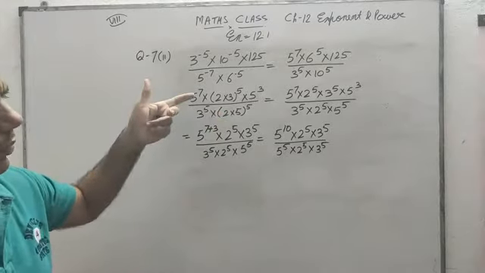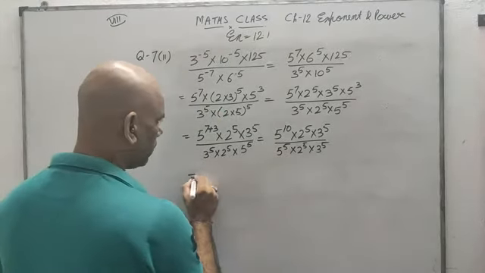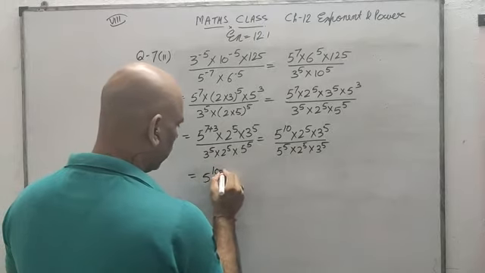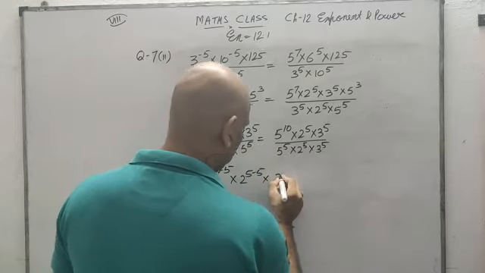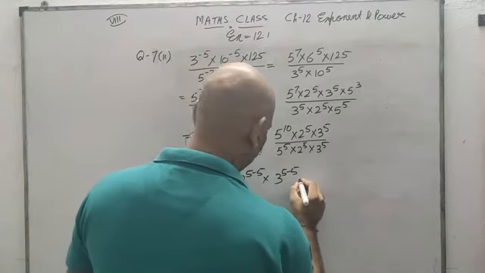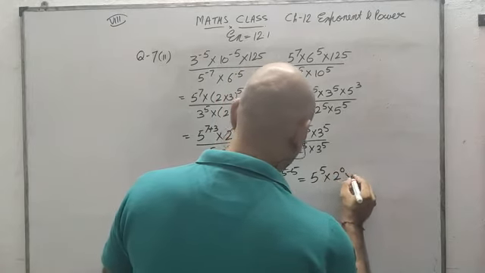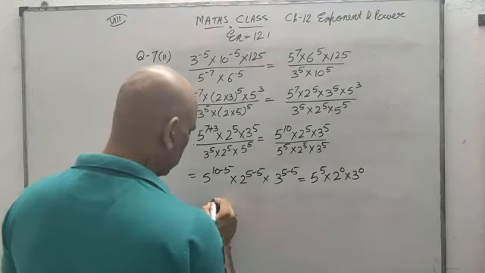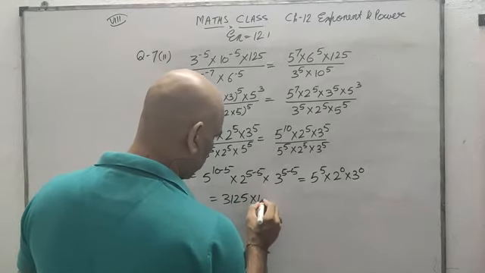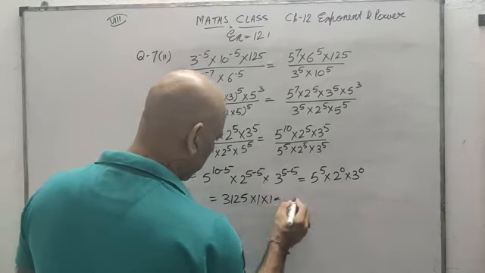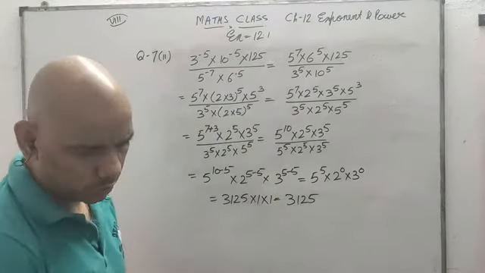Now the base is same. The bases are in division, so the power should be subtracted. So here I am subtracting: 5 to the power 10 minus 5, 2 to the power 5 minus 5, 3 to the power 5 minus 5. What I got? 5 to the power 5, 2 to the power 0, 3 to the power 0. 5 to the power 5 is 3125, 2 to the power 0 is 1, 3 to the power 0 is 1, and hence the answer is 3125.